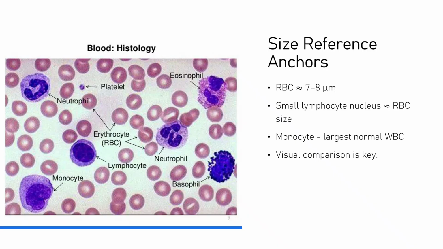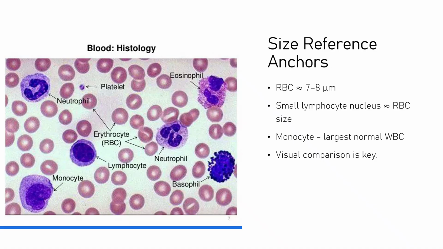All right, now that we've talked about starting with cell size, we need a reliable reference point. And fortunately, nature gives us one built directly into every blood smear, the red blood cell. Red blood cells are remarkably consistent in size. In a healthy individual, most red blood cells measure about 7 to 8 micrometers in diameter. That makes them a perfect internal measuring stick whenever you're evaluating a smear.